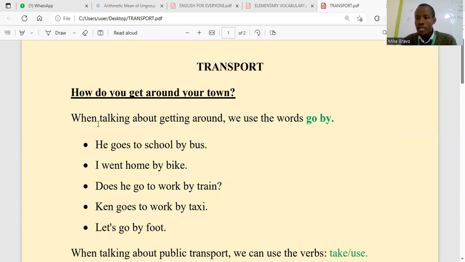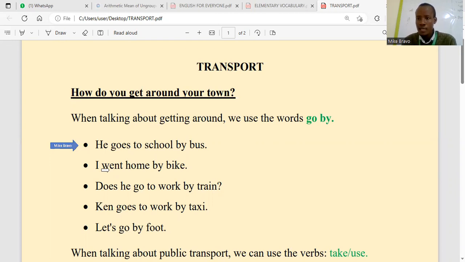So when talking about getting around, we use the words go by. And this is normally used when we are talking about general means of moving around. It can be public or private. So we have some statements down here. And you can see the first one here. He goes to school by bus.